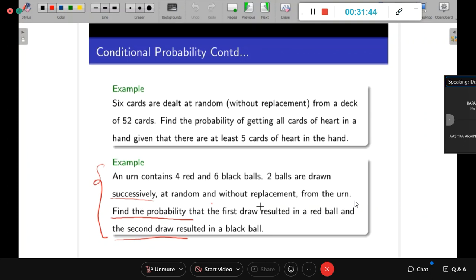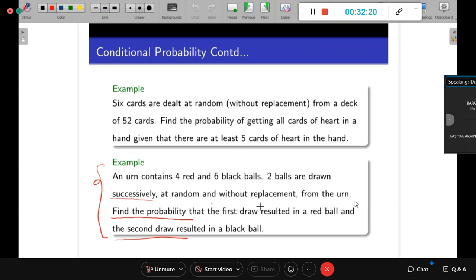So here is the clue. If you drew two balls, it should be clear from the example. If it is not clear from the example, you can't do anything. Or you have confusion, and with confusion you take all of them together. But here it is clearly written that it is drawn successively, one after the other, at random and without replacement.